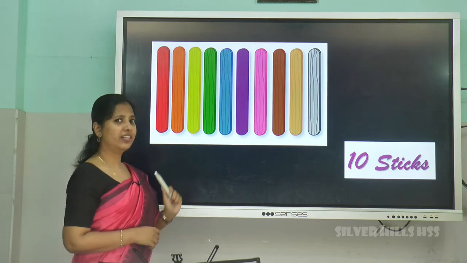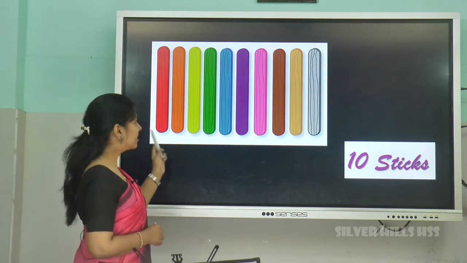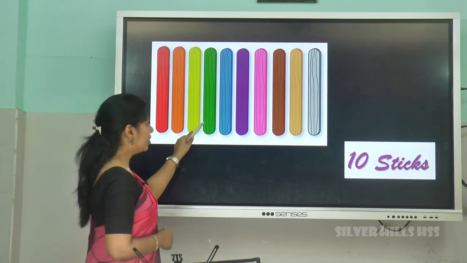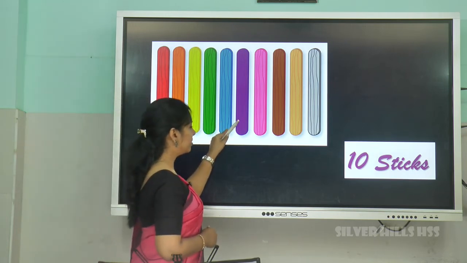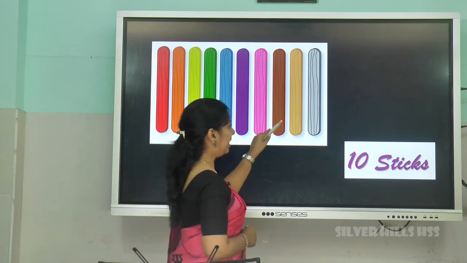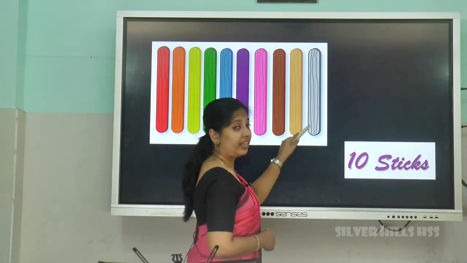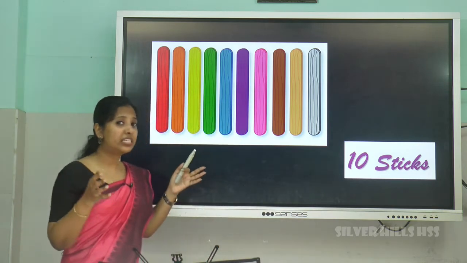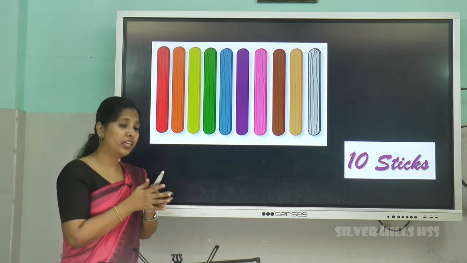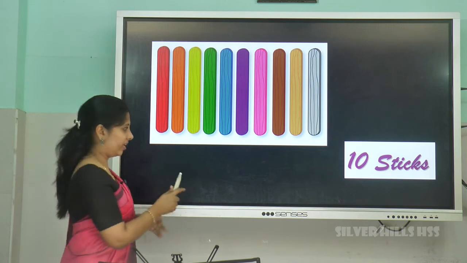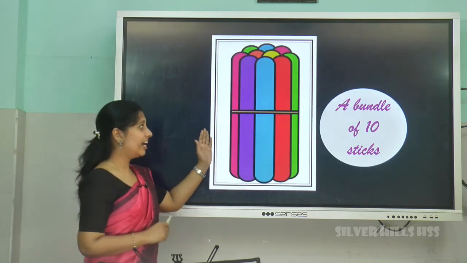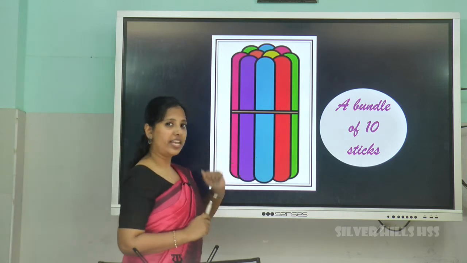How many sticks are there? Can you please count it? 1, 2, 3, 4, 5, 6, 7, 8, 9, 10. 10 sticks, right? So, now ma'am is going to make it a group, or a bundle of tens. Okay. Yeah, you can see the bundle here, right? Yeah, it includes 10 sticks.